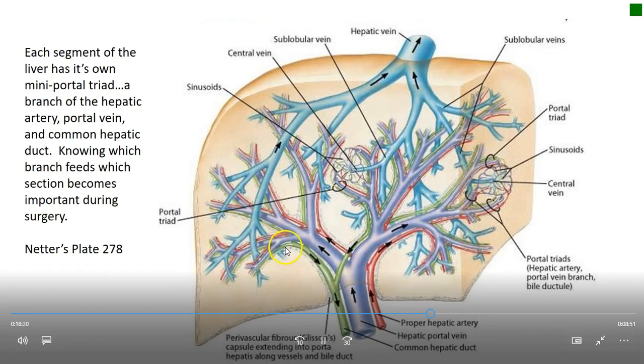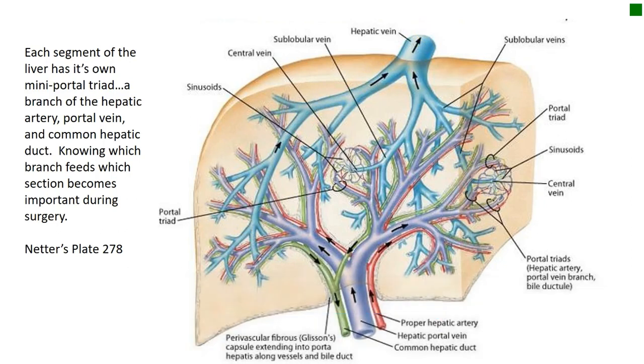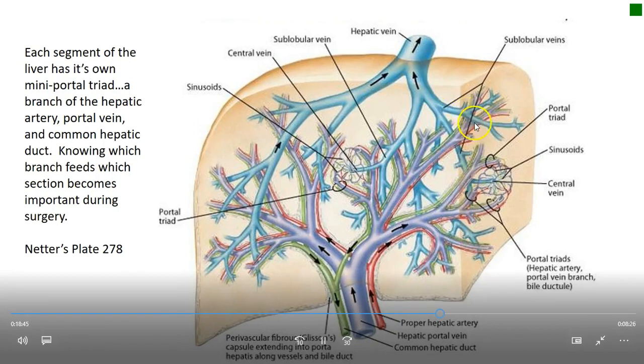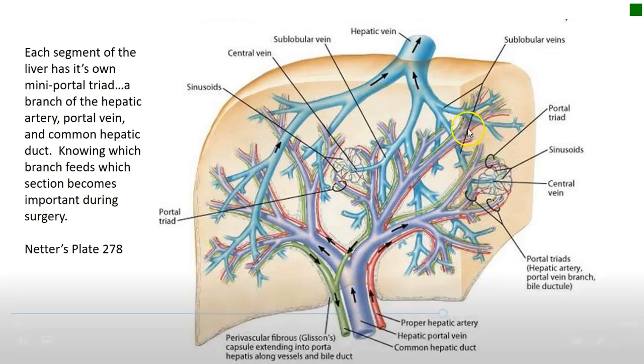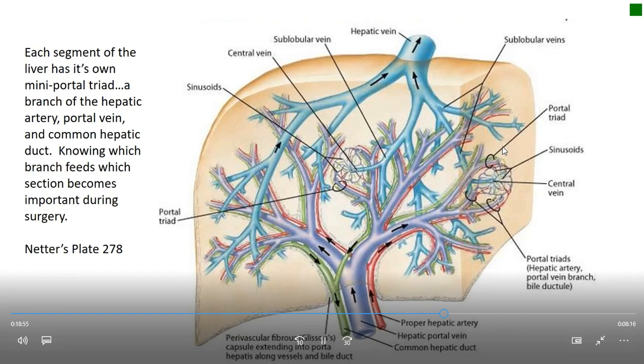And of course, the vessels get smaller and smaller the further out into the segments and sections that you go. Draining the liver at the top is the hepatic vein. And you'll see that you have veins coming from the left lobe of the liver and the right lobe of the liver. And then they'll go into the IVC. But the fact that you have these 4 vessels, the hepatic vein, the hepatic artery, portal vein, and common hepatic duct, feeding each section of the liver is one of the reasons why it is more easily surgically resected.